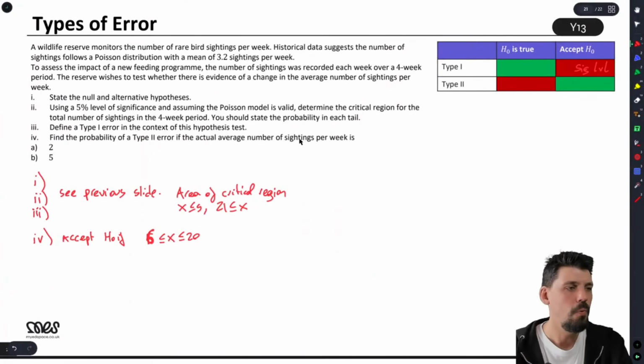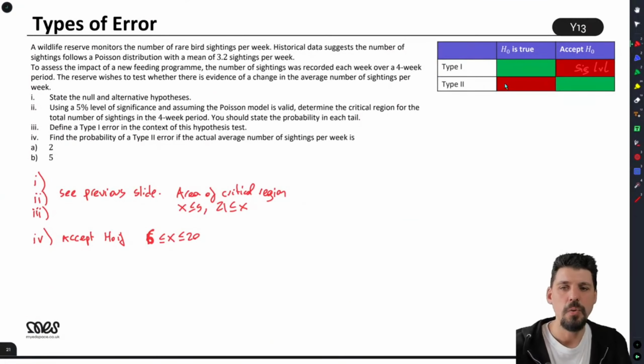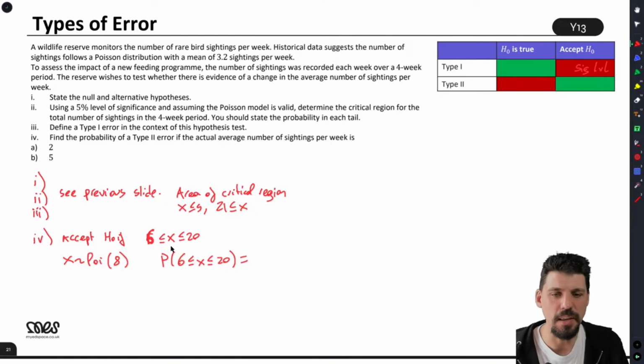But here's the thing. What if H0 isn't true? What if, in fact, it wasn't 2.8, whatever it was, 2.8, it was 2? Well, let's see. If X is therefore, and remember, this is per 1 week, we're doing it over 4 weeks. So if X, in fact, has a Poisson 8, what is the probability of me accidentally accepting it, right? What is the probability of me accepting if, in fact, it wasn't 12.8 and it was 8?